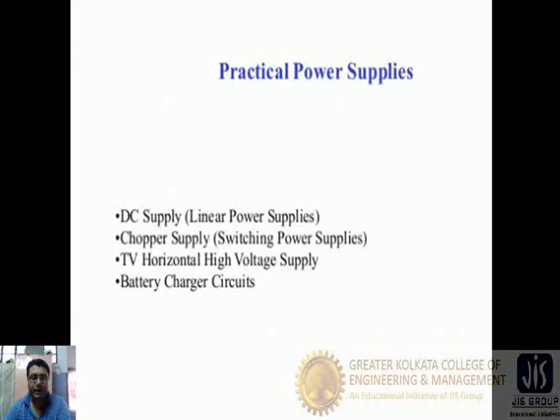Now come the practical power supplies. These are the applications where the regulated supply can be used. It can be used as a DC supply in the case of chopper supplies, switching power supplies. It is used in TV horizontal high voltage supplies, battery charger circuits, etc. These are just a few examples. There are many more. So that's for today.